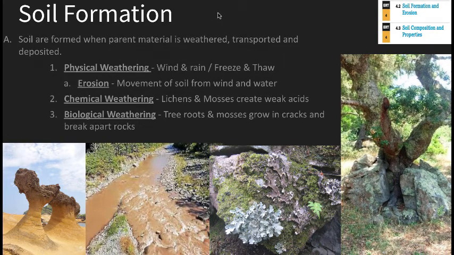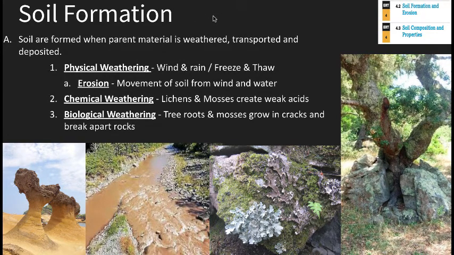Soil formation. Soils are formed when parent material is weathered, transported and deposited, like we mentioned earlier. The most common way we think about soil being formed is physical weathering. This is wind and rain, freezing and thawing of the rock component, breaking it into smaller and smaller pieces. Erosion, just as a simple definition, is the movement of soil by wind and water, so being able to move that soil components and deposit them so that they can build up is another way of that formation.